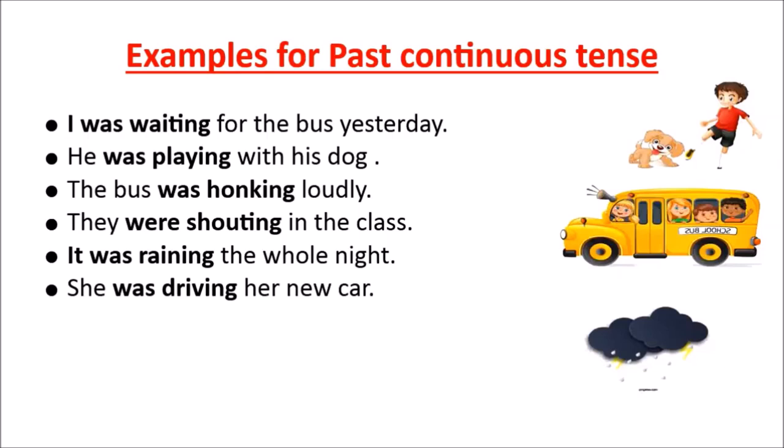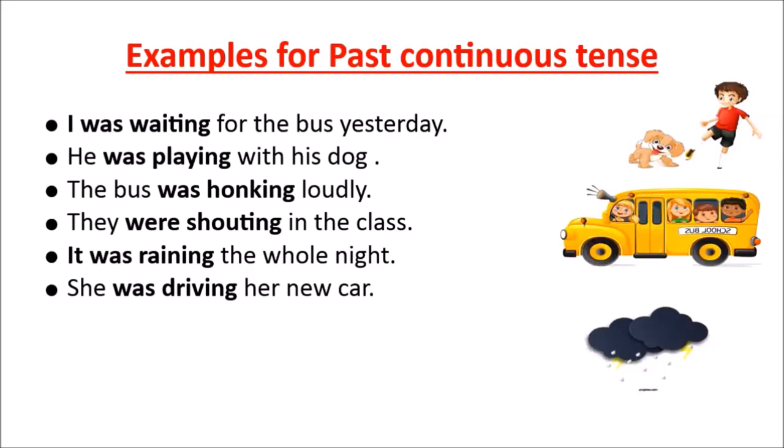Look at the next example. He was playing with his dog. So he was playing with his dog for a short period of time in the past. Okay, so that's why we are using he was playing. Understand? So look at the next example. The bus was honking loudly. So look at the picture. The bus was honking loudly. So that action was also happening for a certain period of time. Okay, for a short period of time.